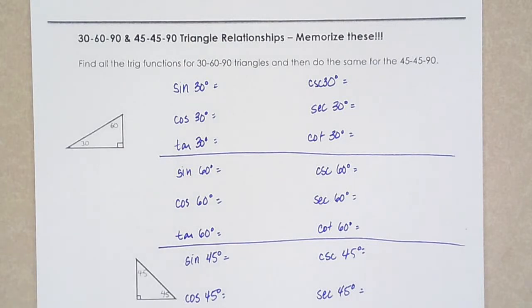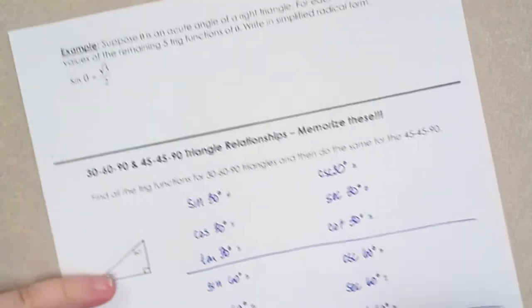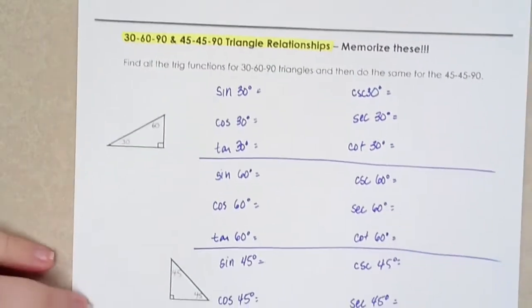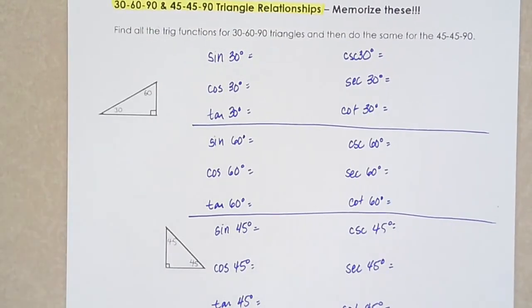So as I was saying before in our bell work, these 30, 60, 90 and 45, 45, 90 triangle relationships are so important, and we are going to have to memorize these. There's some great tips and tricks to help remember these, and if you're interested in some of those, come see me. We're just going to go over what they are for right now. We will figure out how to memorize them and get good at that later.